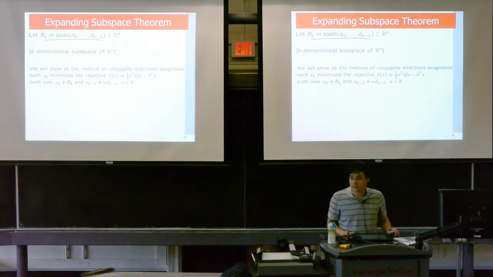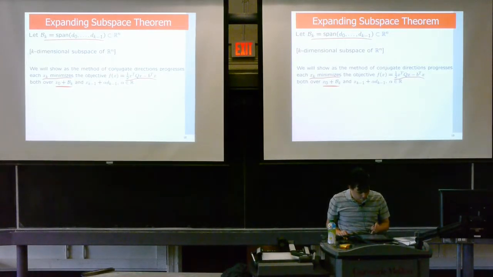And we can show, and that's a very important property of Q conjugate direction methods, that if we run this algorithm that we just discussed, then xk minimizes this objective function over this x naught plus Bk subspace that we defined here. Or I could also say that xk minimizes this function f over this line, xk minus 1 plus alpha dk minus 1. So here alpha is the parameter that we need to find.